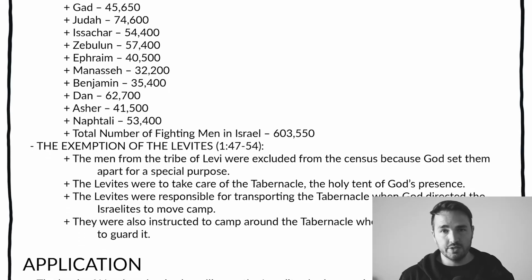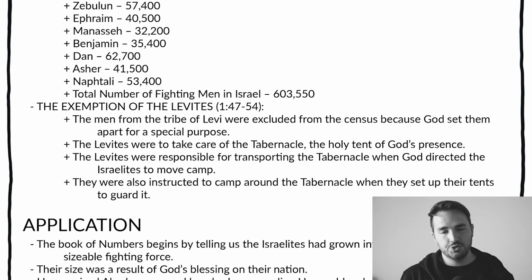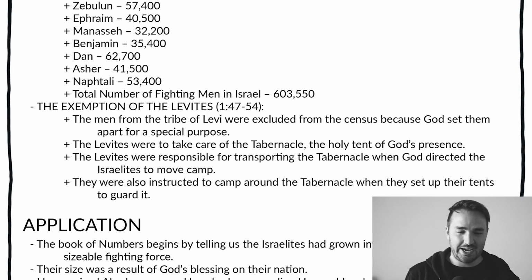Now that's the majority of the chapter, but we've got one other section, verses 47 through 54, the exemption for the Levites. Now, the men of the tribe of Levi, you'll notice they're not in that list. They were excluded from the census because God had a special purpose for them. The Levites were to take care of the tabernacle, the holy tent of God's presence. We talked about the tabernacle a lot in Leviticus and a lot in the book of Exodus, so no need to rehash all that here.